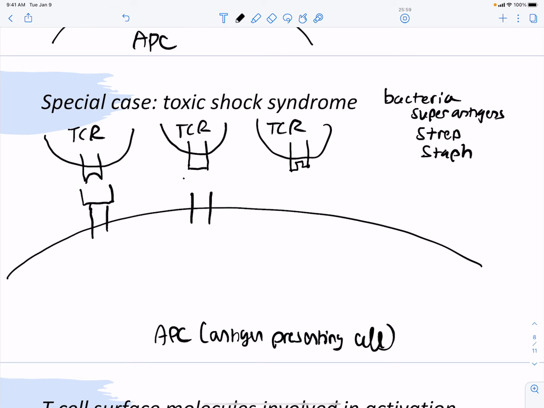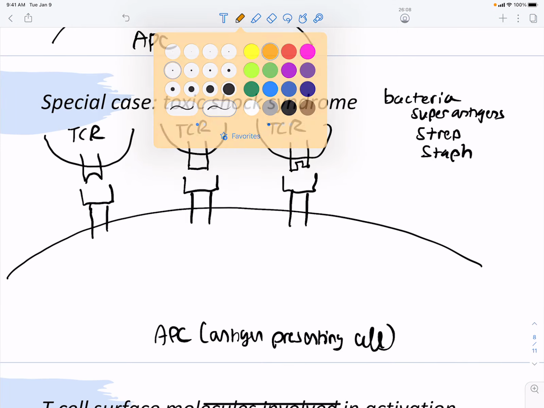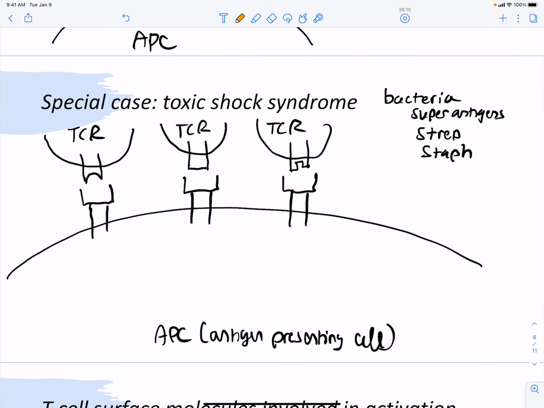It will be interacting with all of these different T cell receptors that have different specificities for peptides. And a bacterial superantigen will come along and it will glue these together. It doesn't even have to bind to the peptide binding site. So here's our superantigen, superantigen, superantigen. And we're going to say our peptide is going to be a diamond.